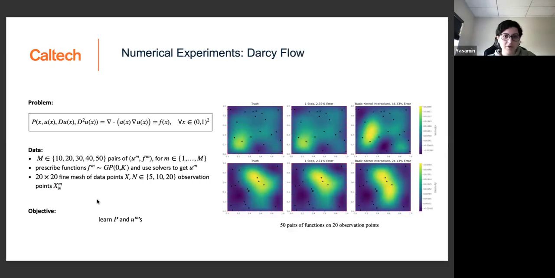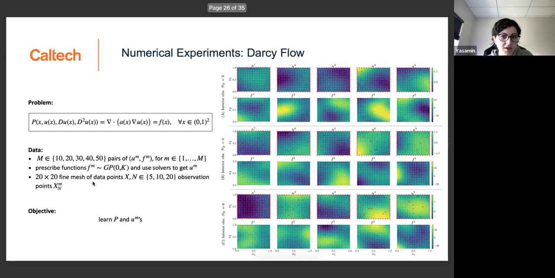Now I'm going to get to the numerical experiments here. The first slide that I'm going to show you is the numerical experiments that we had on Darcy flow. Essentially we took different numbers of pairs of functions u_m and f_m, and we also took different numbers of data points and observation points. What I'm going to show you here is the comparison of our methods against each other in particular. So let me get to the error plots to give you a good idea of what's happening here.